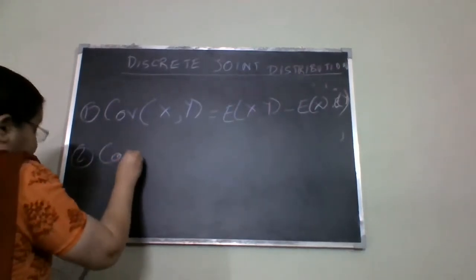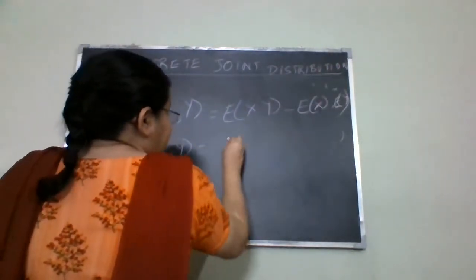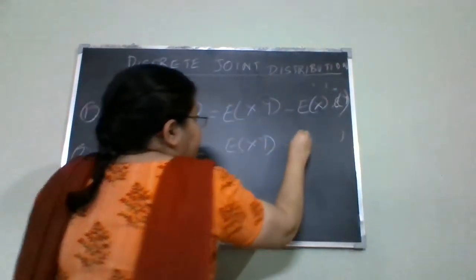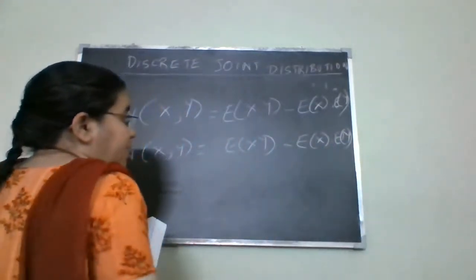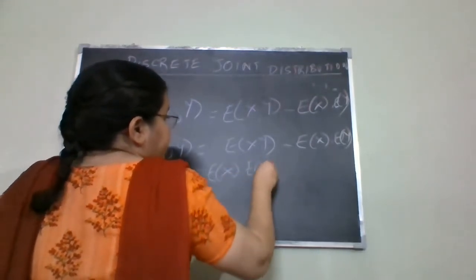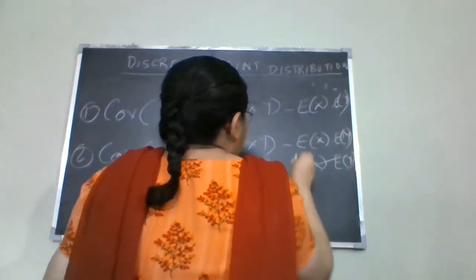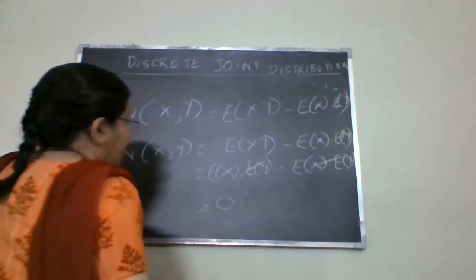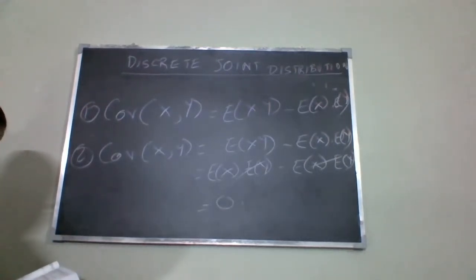Because cov X comma Y is equal to what? The formula states E of XY minus EX dot EY. Now, if X and Y are independent random variables, then we can write this as EX dot EY minus EX dot EY. These two terms get cancelled out, so we will have 0. So we have finished the two theorems on covariance.